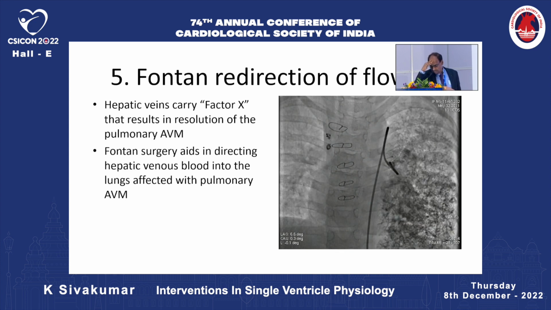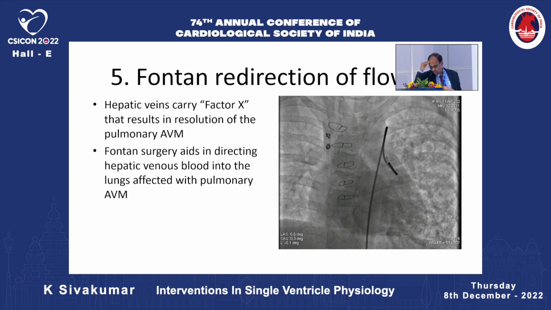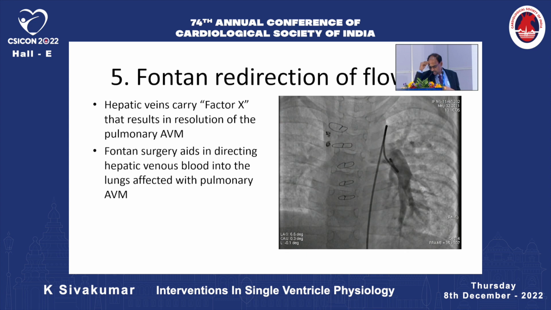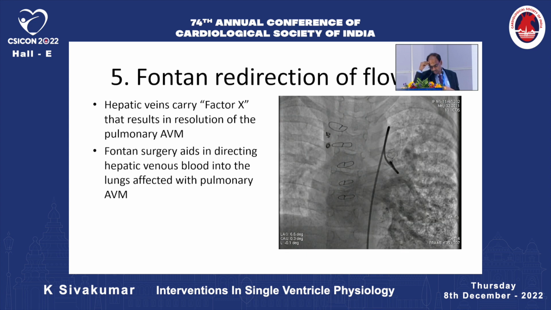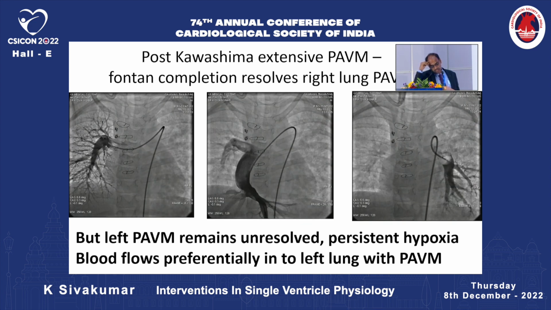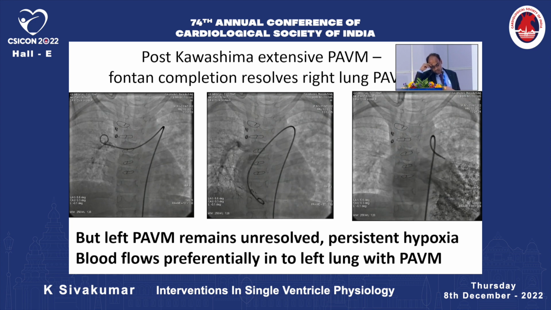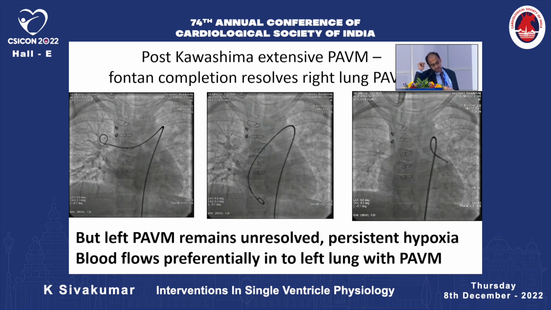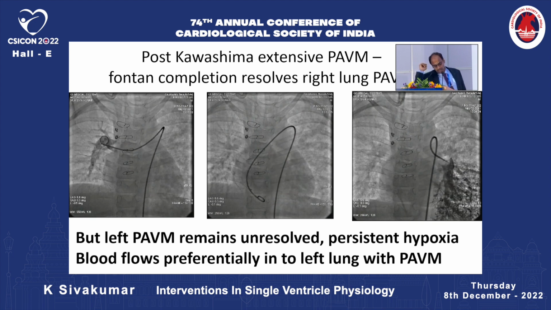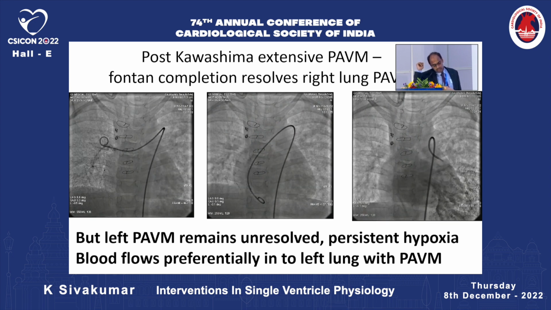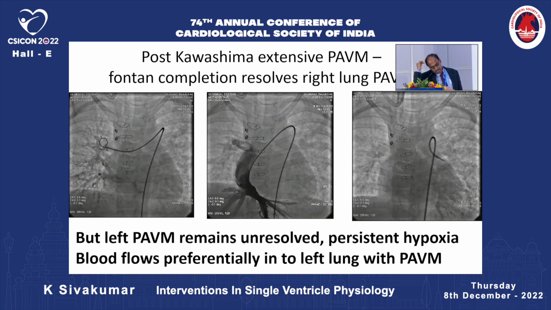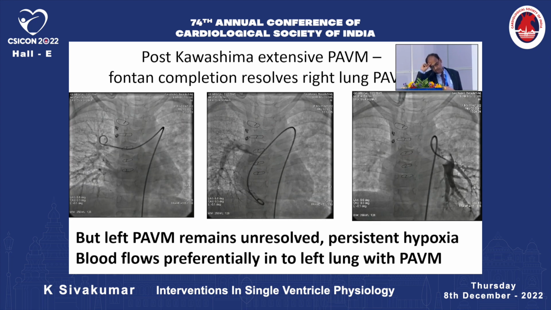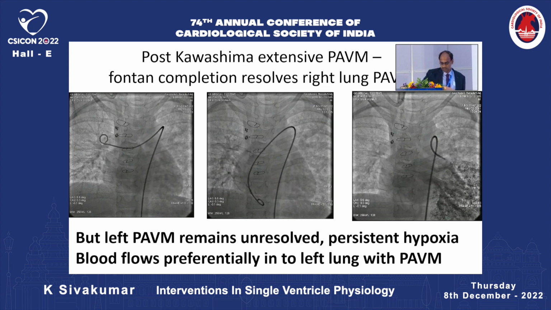So this is a patient who is having a left-sided Kawashima procedure. There is a tremendous amount of left-sided pulmonary AV malformations that you are watching here. So this patient undergoes a surgery during which the Fontan completion is given from the hepatic vein to the pulmonary artery. The hepatic venous blood goes into the right pulmonary artery and all the right pulmonary AVMs disappear.